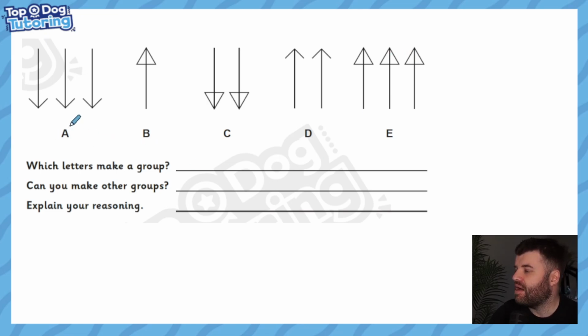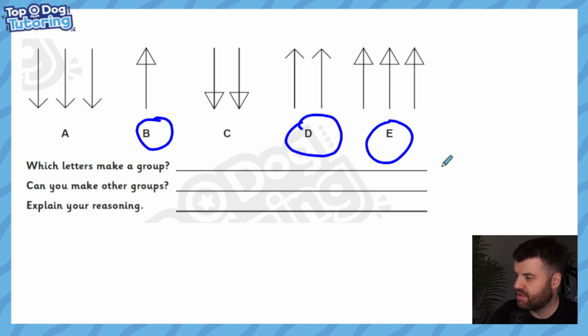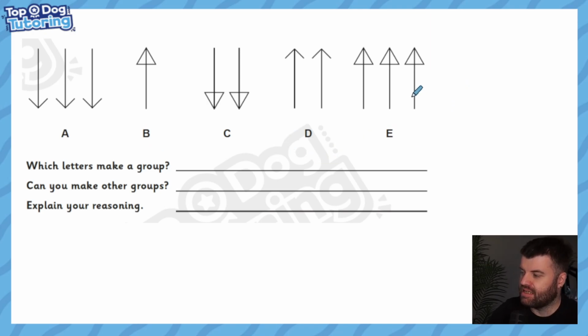How about, let's think. I'm going to group together B and D and E. Why? That's it. It's the position of the arrow. These are all pointing upwards. There are so many different ways. When you make a group, you might think, well, what I've left over, if I've made a group of 2, the remaining 3 must be a group.